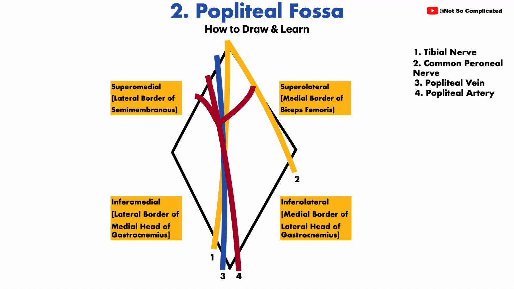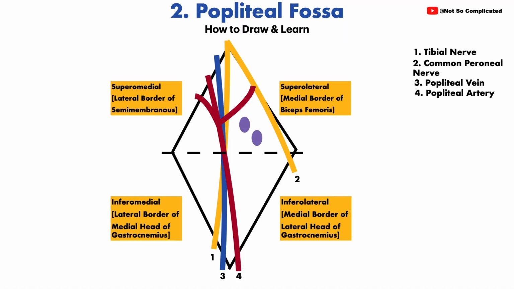In the upper part, from lateral to medial, you can see nerve, vein and artery, but in the lower part there is artery, vein and nerve, right? This is demarcated in the medial part of this diamond shaped structure. You can formulate two different triangles in here.